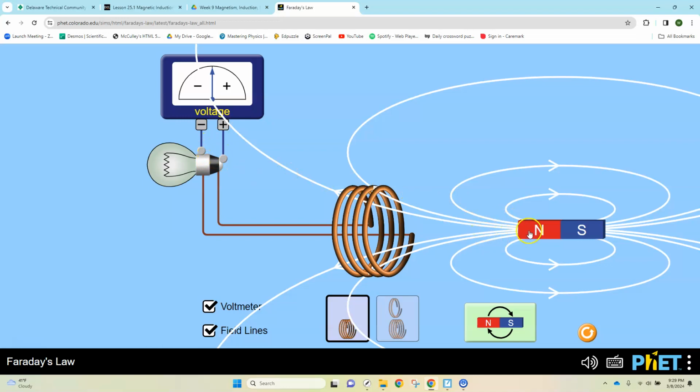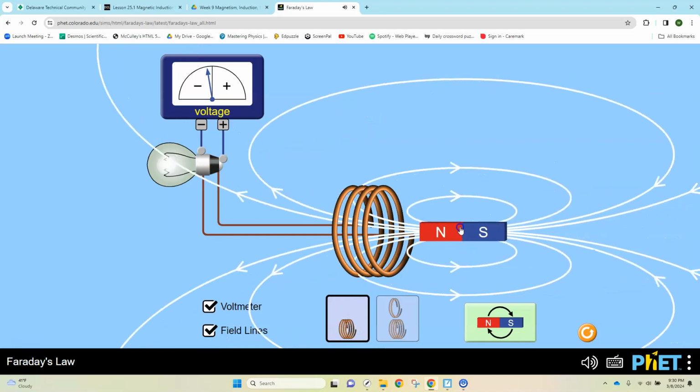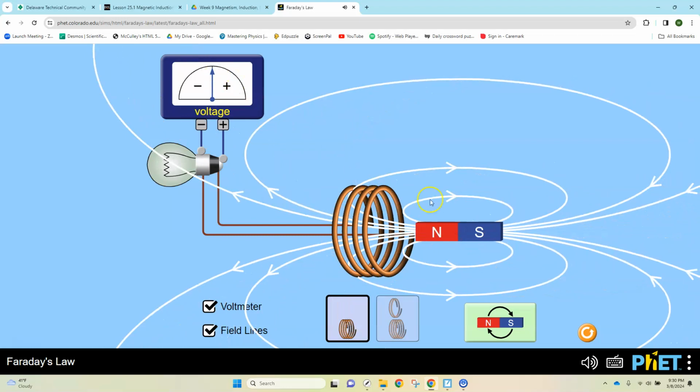If this magnet is not moving, you can see that nothing is happening here. There's no induced current. There's no induced EMF. The EMF is the voltage. If you had a current, that means the light bulb would light up. So if we take the magnet and move it towards the coil of wire, like in our last slide, there's an induced current. The light bulb will light up, and you can see the voltmeter moving.